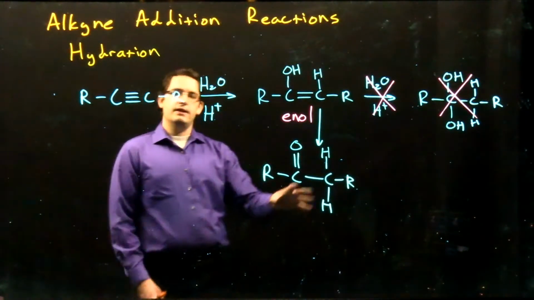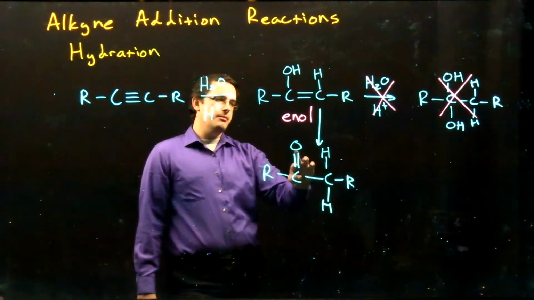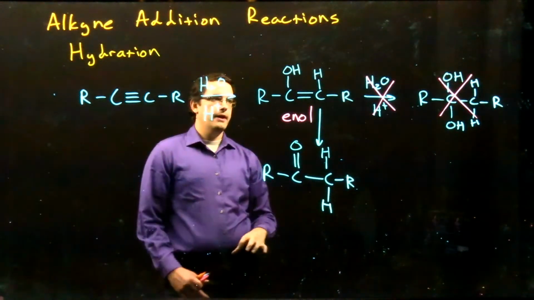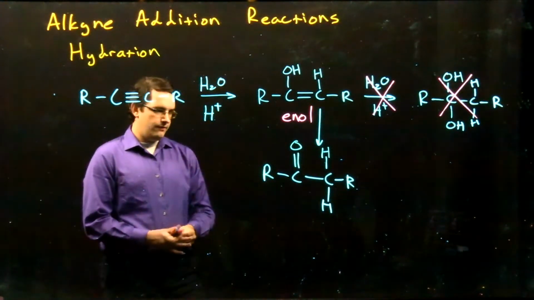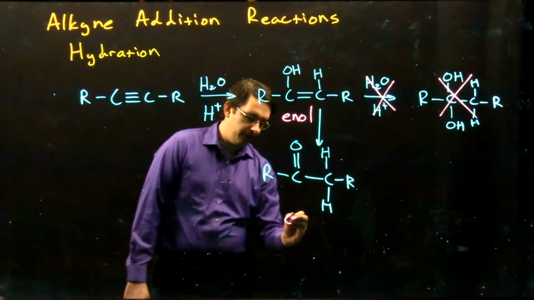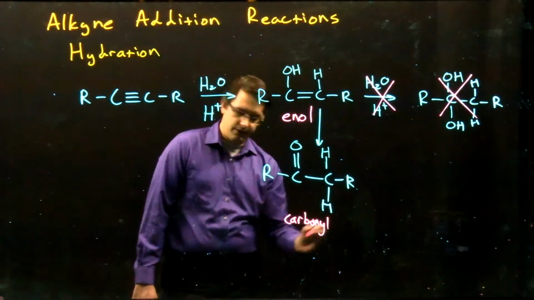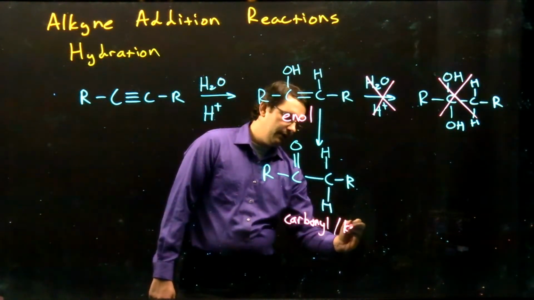So notice this is just an isomer of our enol up here, right? We just took our double bond and moved it over, and took our hydrogen and moved it over there, right? So the same exact atoms, we just rearranged it to form what we call this carbonyl, which is our carbon-oxygen double bond, or this is also called a ketone.